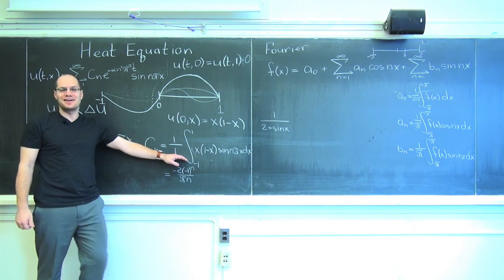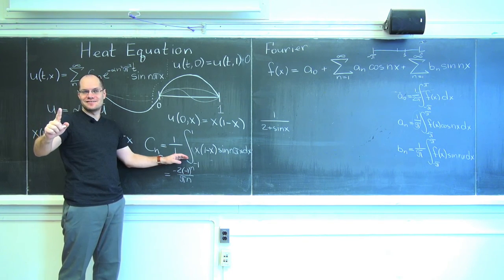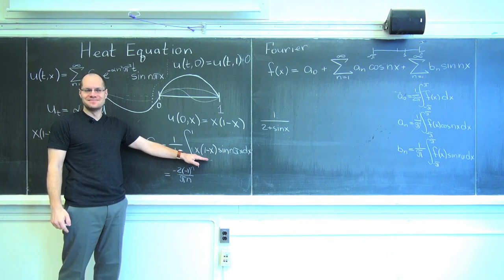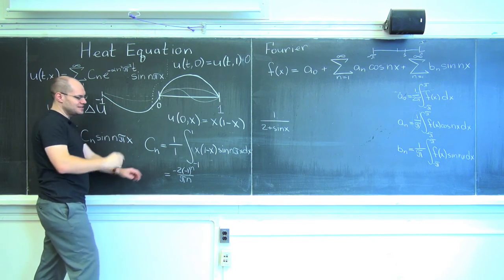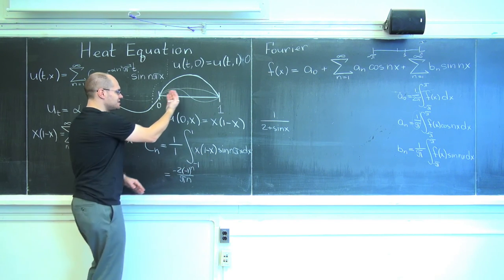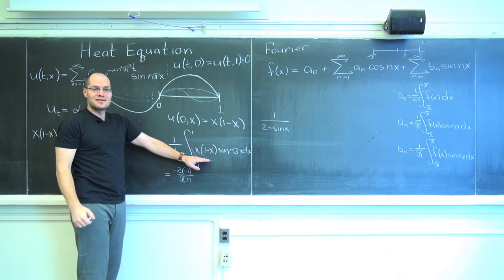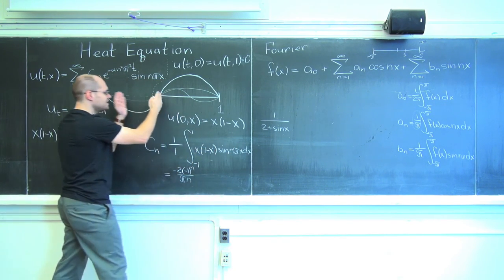Yes. Okay. My fault. I take full responsibility. So it's not this integral. That's the mistake. Because this function on the left is not x times 1 minus x. It is its flipped version. It is a different function. So what we should have really done is this integral plus a different integral here.